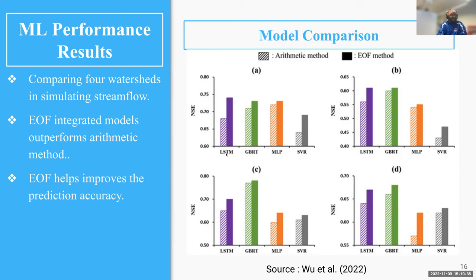Then these are the four models they considered: the retrospective memory, the gradient boosting regressor, the multi-layer perceptron, and the support vector regressor. Across all four watersheds, where they applied the EOF, they tended to have higher accuracy as compared to the data set where they just got the raw data and fed it into the machine learning algorithm without applying the EOF technique. According to what they observed, EOF tends to improve the prediction accuracy of the model. EOF integrated into the model outperforms arithmetic methods.